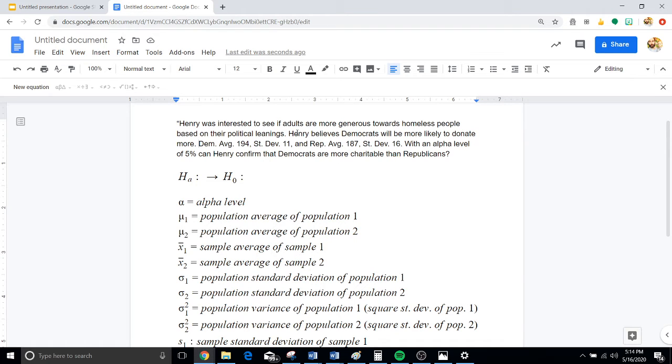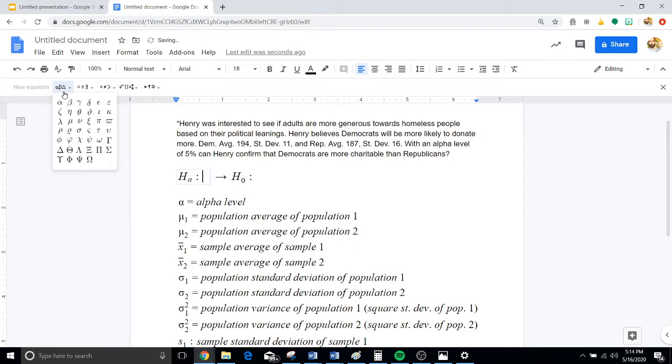It says, Henry believes Democrats will be more likely to donate more than Republicans. So let's call Democrats 1 and Republicans 2. What he's saying is that the average money that Democrats are willing to donate for homeless people will be greater than the average money Republicans will be able to donate. So if we call Democrats 1 and Republicans 2, we're saying the mu of 1 will be greater than the mu of 2. So let's go ahead and write that down. So again, mu of 1 will be greater than the mu of 2.